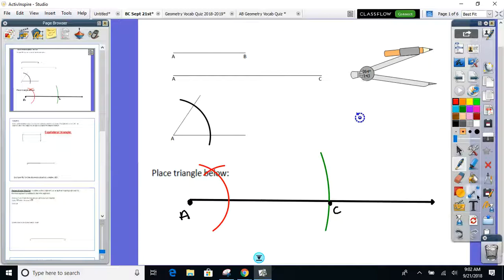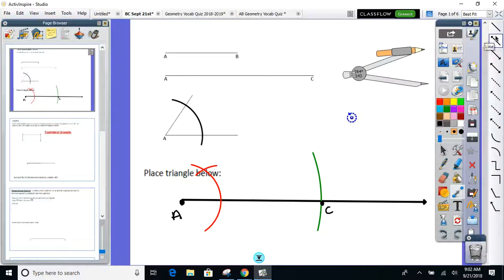And then you can take your straight edge. When you're ready, take your straight edge. Make angle A. So those two are congruent.